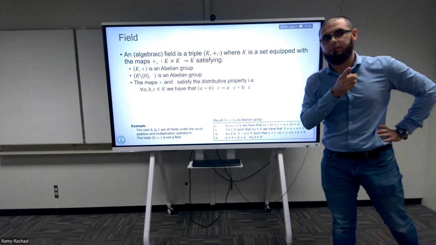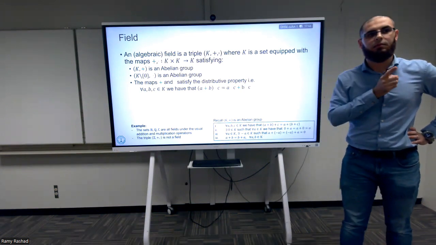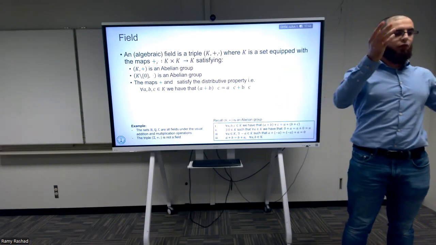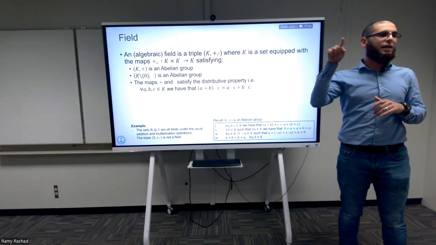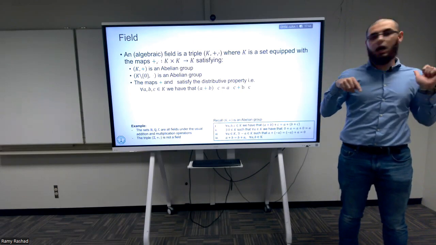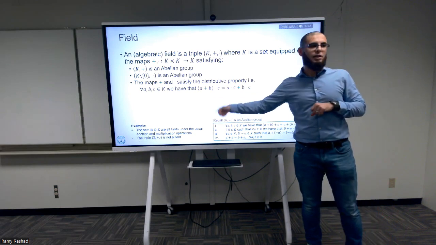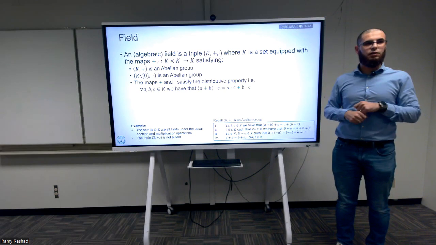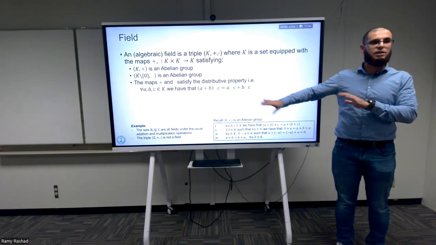Again, the multiplicative inverse of an integer. For example, 2. What is the multiplicative inverse of 2? It is half. Is half part of Z? No, that's why it's not a field. So that's why R is a field, but Z is not a field. This is just an example on the side.